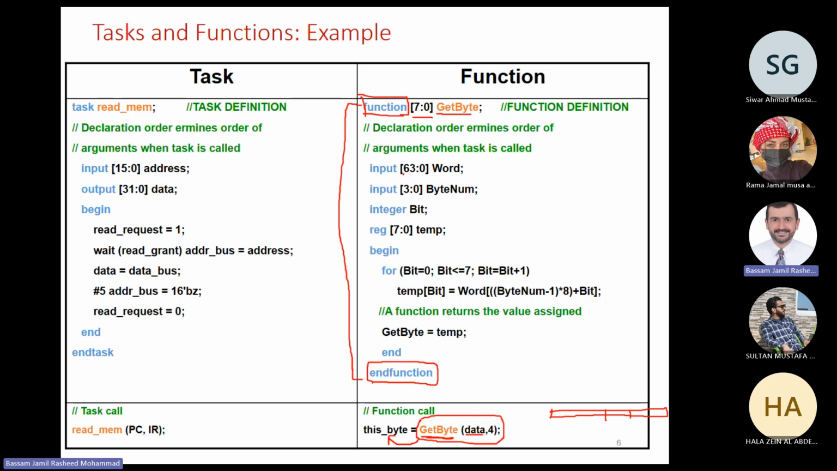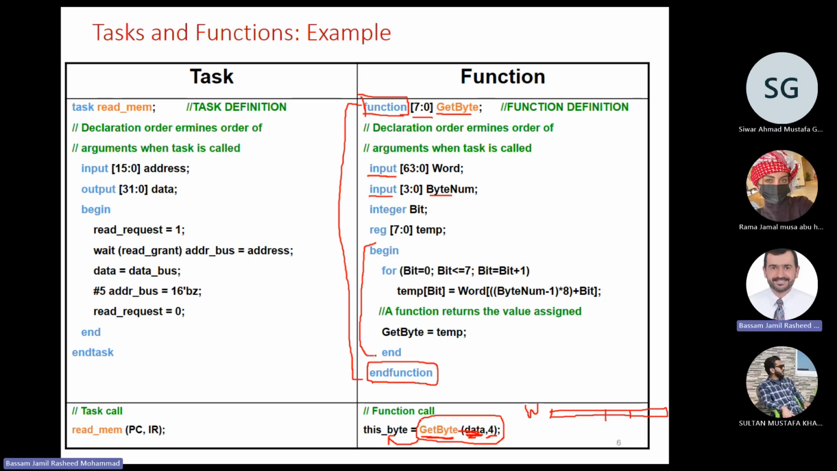Then here I have an input, which is the word of 64 bits, and I have the byte number that I want to pick. Which byte number do you want? So you can see when I call get byte, I'm passing the 64-bit data and the byte number. Now here is what I do in this part: I take out the fourth byte and create a temporary variable, temp, to fill in the bits of the fourth byte.